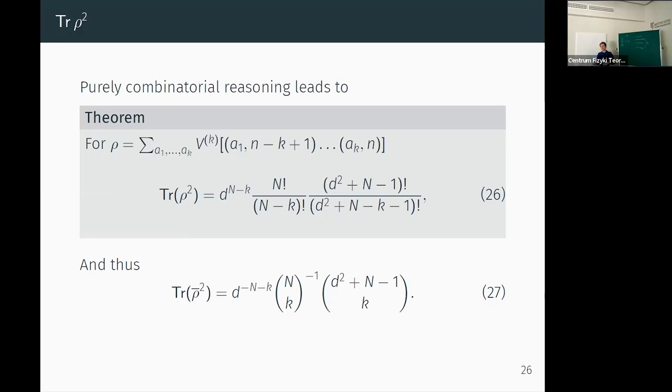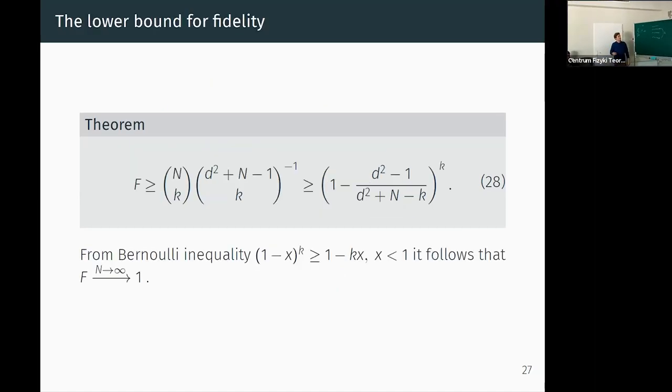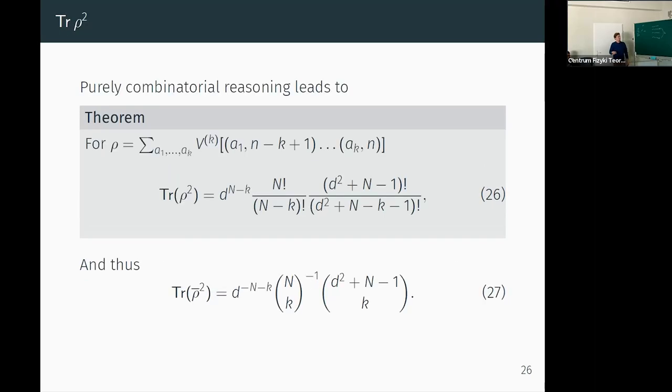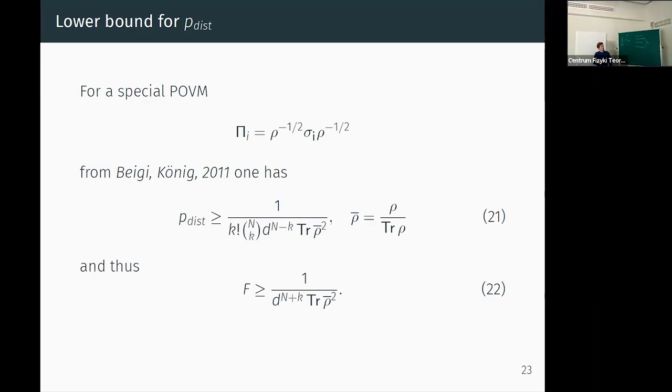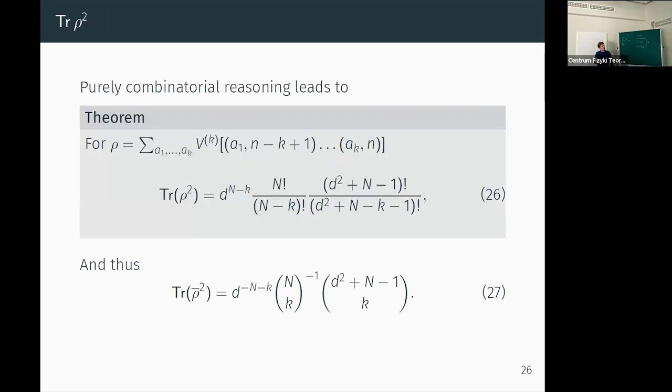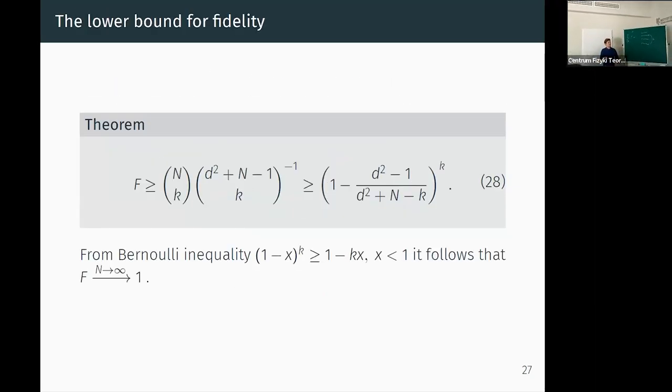So this reasoning now reduces only to combinatorial reasoning, which is pretty complicated, but still it can be said that it is pretty elementary because it's only combinatorics. And after some technical work, we can calculate this trace in that manner. From this previous result, which bounds fidelity by this expression, we can have the final result for this lower bound for fidelity.